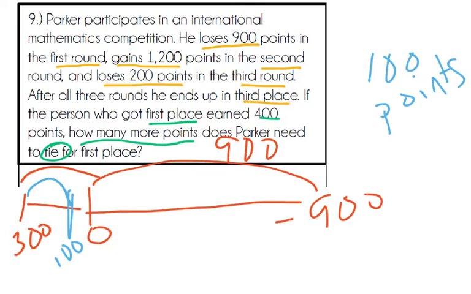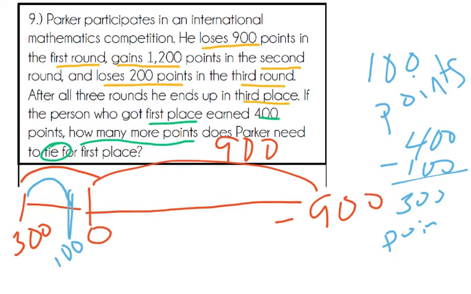If the person that wins first place hits 400 points, how many more does Parker need to tie? Well, 400 minus 100 is 300. Parker needs 300 points. Okay? So if you use that number line, it kind of helps you. I hope that you see that.